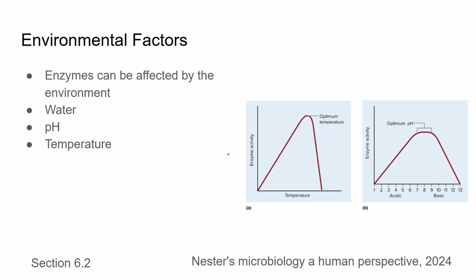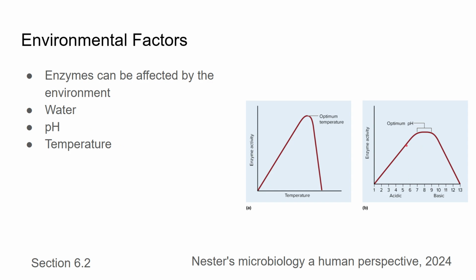Okay, and then environmental factors, how can they affect enzymes? We covered this a little bit with the ideal conditions for bacteria to grow in, but this is really where we can see it. Enzymes can be affected by an environment. So like if they don't have enough water, enzymes can't exactly interact with the molecules they need because usually you have water help move things around. Another one is pH.